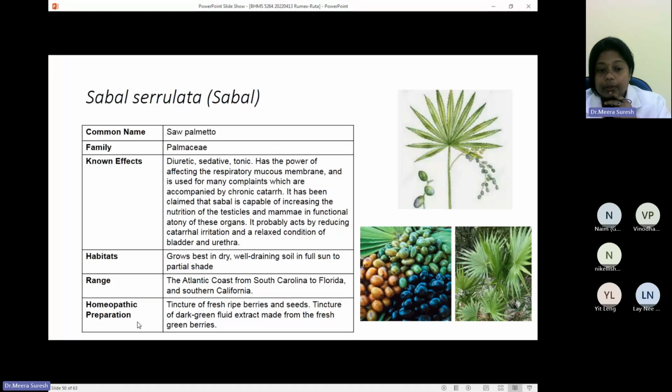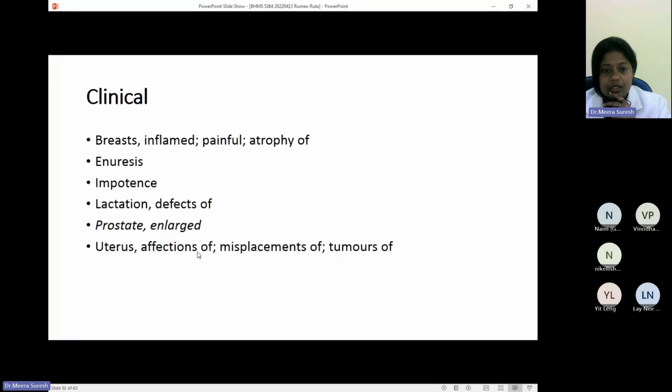Homeopathic preparation: we take the tincture from the fresh ripe berries and seeds. Also for bladder and urethra, all the urethral, bladder and prostatic complaints, Sabal Serrulata is indicated. For the breast, when it is inflamed or atrophied, we can give it. Also for enuresis, prostatic complaints, lactation problems, impotence, any affections of the uterus, its misplacement, or even tumors.